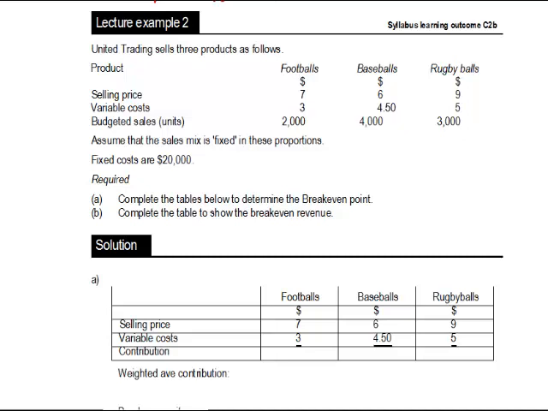Lecture example 2. Unit Trading sells 3 products as follows: footballs, baseballs and rugby balls. And they sell them in a certain mix, and the mix is always fixed. We can see that we've got budgeted sales of 2,000, 4,000 and 3,000, and that ratio of 2 to 4 to 3 is essentially the mix that they're talking about there. The fixed costs are $20,000 in total, and we've also been given the selling price and the variable costs of each of the products. So the first thing we're going to do is work out the multi-product break-even point.